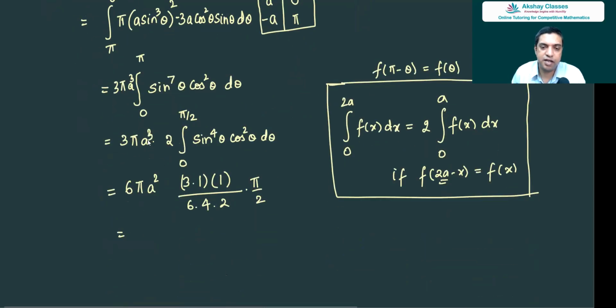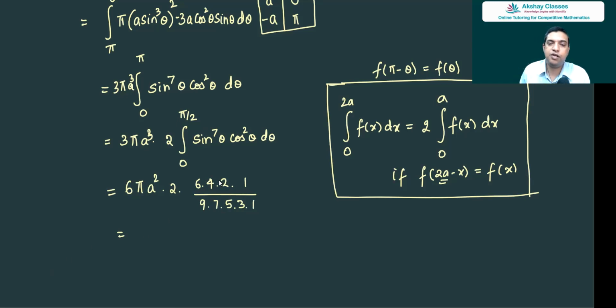So this is 3 pi a cube. This remains the same, 2 power. This thing changes. 2 times. Wallis formula now will be 6 into 4 into 2, and this is 1 divided by 7 plus 2, 9, 7, 5, 3, 1. Pi by 2 doesn't come because one of them is odd. Both of them should be even for pi by 2. So let us see what cancels.